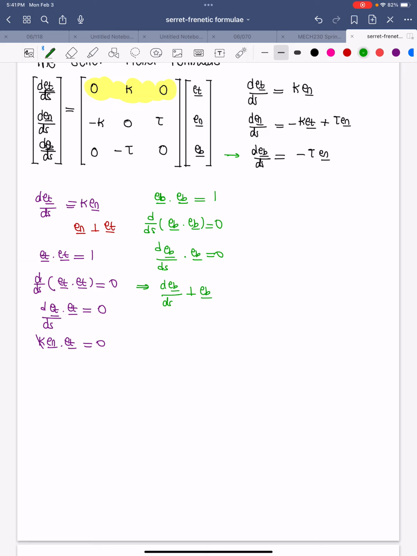I can also say that et dot eb is equal to 0. These vectors are perpendicular. Remember the definition that eb is equal to et cross en, meaning that eb is perpendicular to both et and en. The unit binormal is perpendicular to both the unit tangent and the unit normal. Taking the derivative of that with respect to s, we get this.